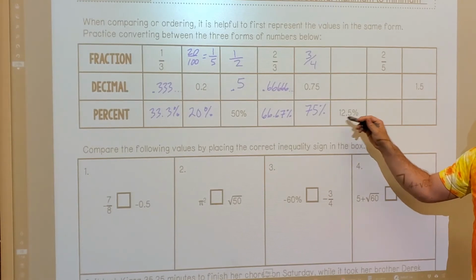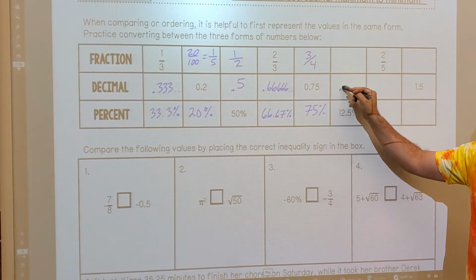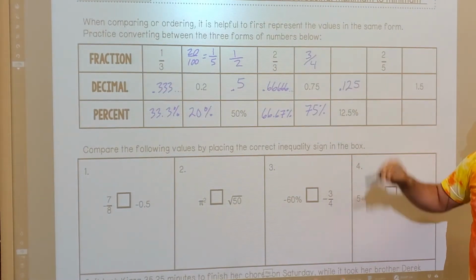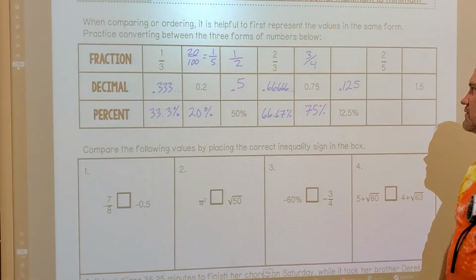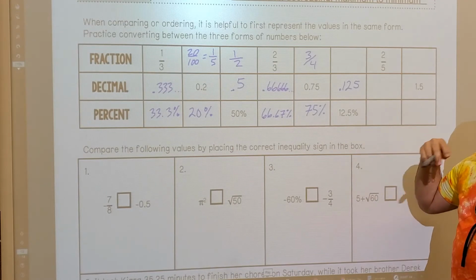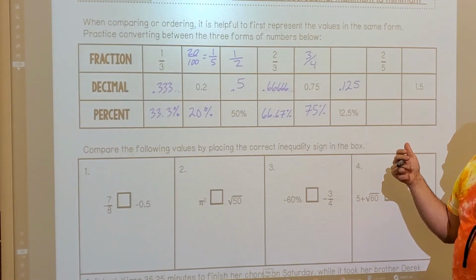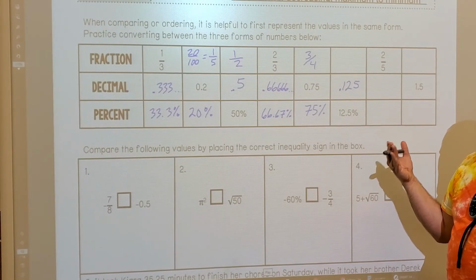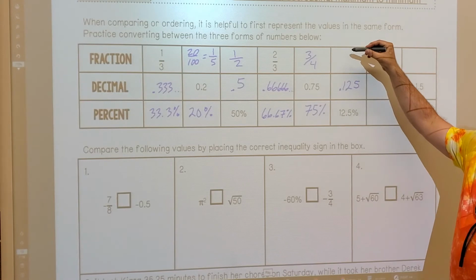12.5. Since that's 12.5 out of 100, we move the decimal the other way, and we have 0.125 as a decimal. How to make that into a fraction? Well, I could do 125 over 1,000 and then divide each by 25, and that would give me 5 over 40. Then that can actually reduce by 5 even to become 1 over 8.